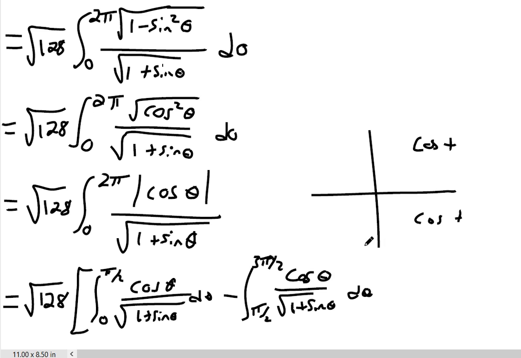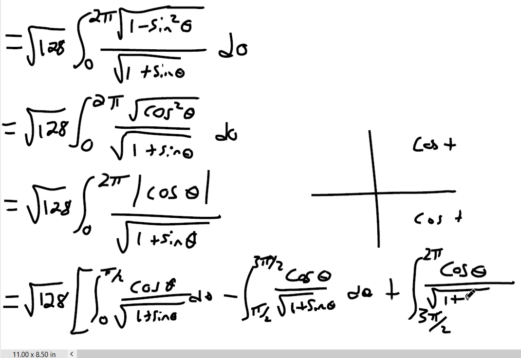And then for the last interval, we've done from 0 to pi over 2. We did from pi over 2 to 3 pi over 2. Now going from 3 pi over 2 to 2 pi, that's a positive interval for cosine, so we don't have to change the negative sign. That's cosine theta over the square root of 1 plus sine theta.